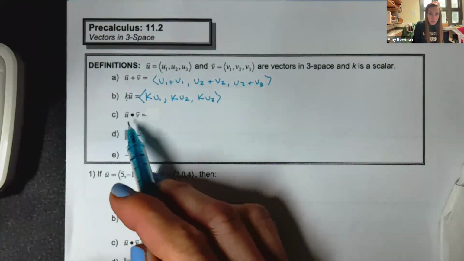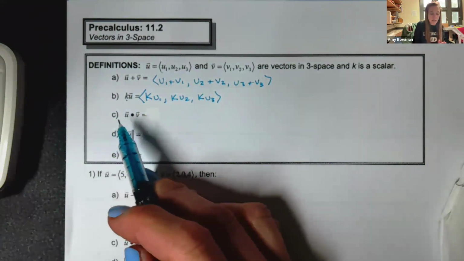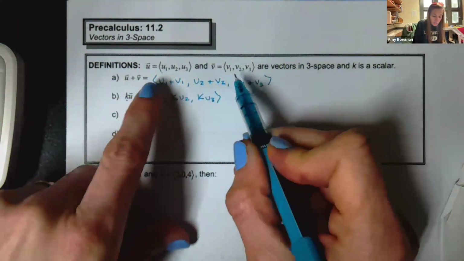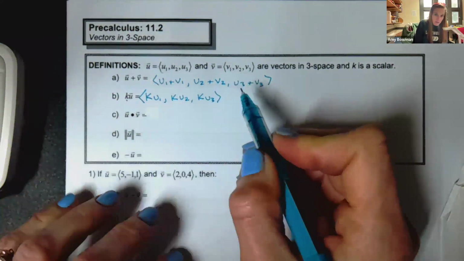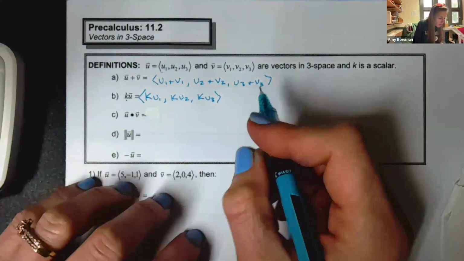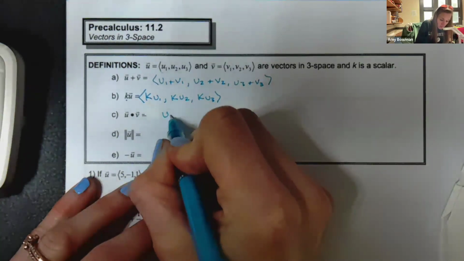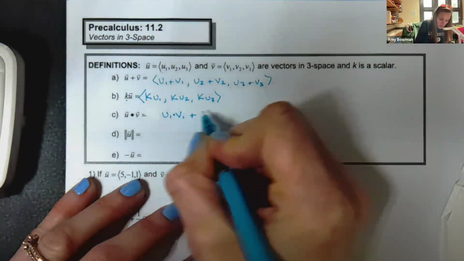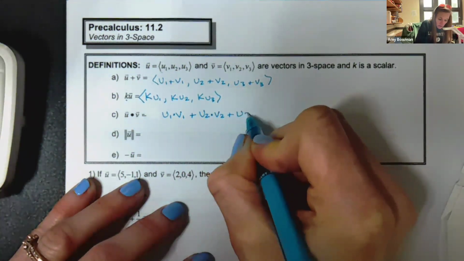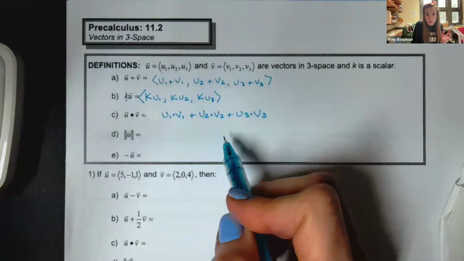Then we have dot product, which again is part of how we figure out the angle between two vectors, same as in 2D space. So if we're doing the dot product of u dot v, we would multiply u1 and v1 together. Sorry, this is a little blurry. My focus is not working great. But this would be u1 times v1 plus u2 times v2 plus u3 times v3. So this would result in some real number.